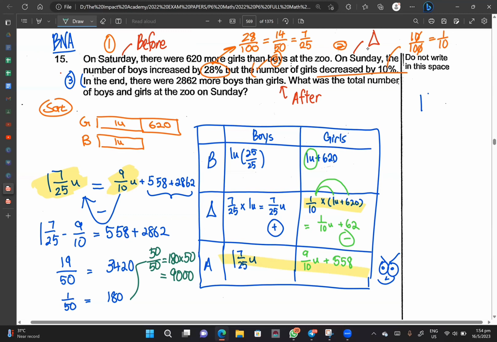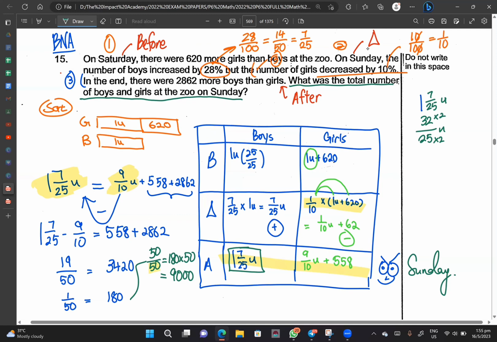Now, once you're done with this, you want to read the question. The question says, what was the total number of boys and girls at the zoo on Sunday? So on Sunday, definitely I have to look at this part. This is the one that they want us to look at. So we first solve what is for boys. We can see that for boys, it is 1 and 7/25 units. Since my 1 unit has the denominator 50, we want to change this to an improper fraction first. So we do 1 times 25 plus 7, we get 32/25 units. We want to make it into the denominator 50, so times 2, 32 times 2, therefore that is 64/50 units.